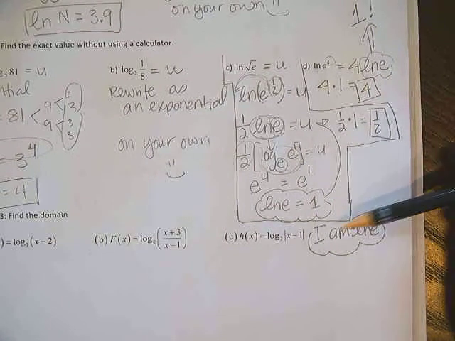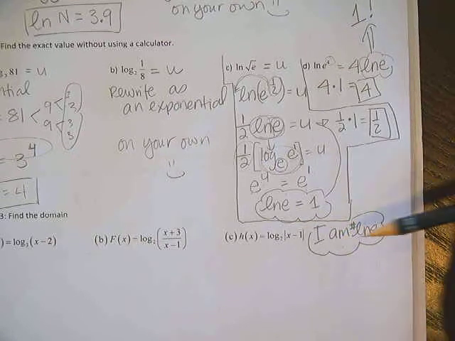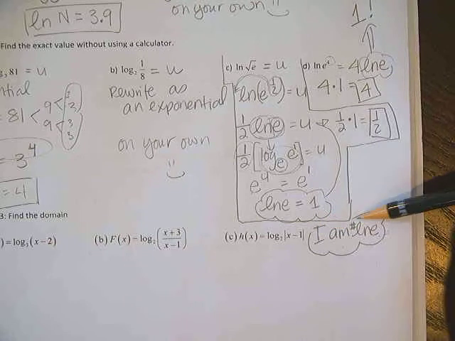Say it 5 times. I am number ln e. I am number ln e.